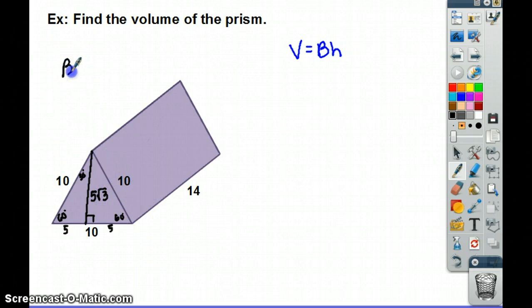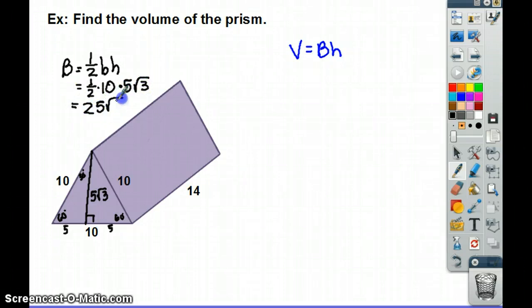So the area of the base, 1/2 base times height. The base is that entire base, 10. And the height is 5 radical 3. So the area of the triangle is 25 radical 3.